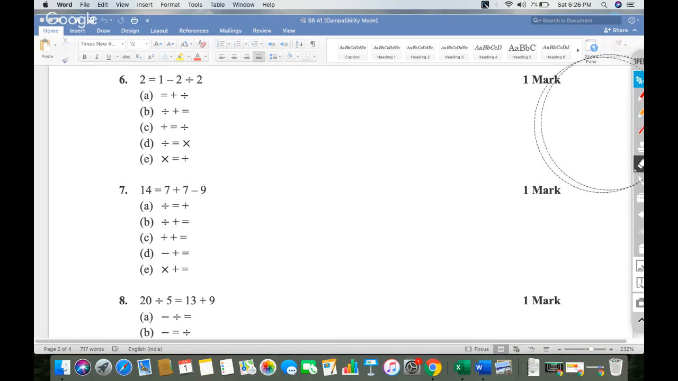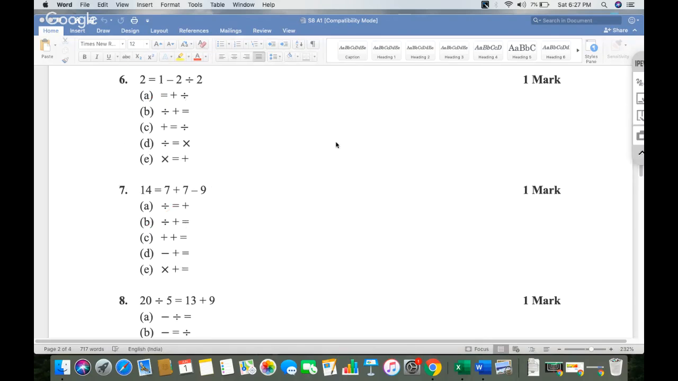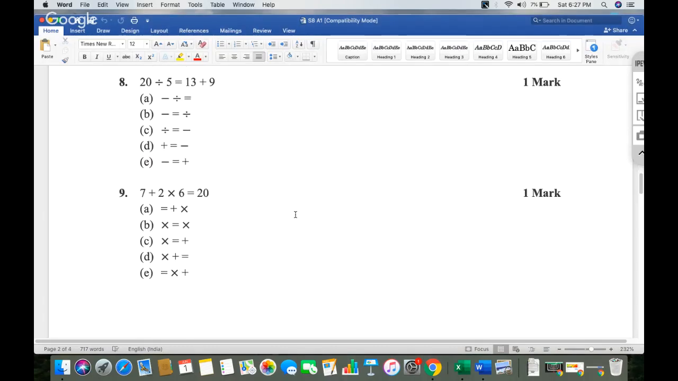Sorry, I didn't solve question number 6. Let me solve question number 6 for you. 2 equal to 1 plus 2 divided by 2. This looks correct to me because this is 2: 1, and 2 divided by 2 is 1, giving 2. So question number 6 is A, question number 7 is B. So these two questions we have solved. Let me move to other questions. Solve question number 8 and 9.